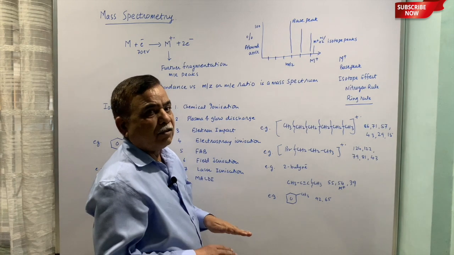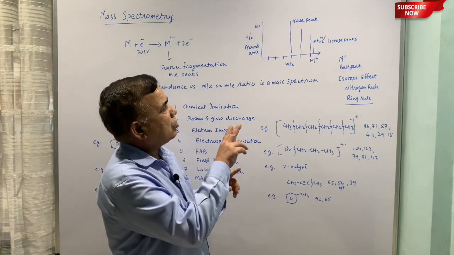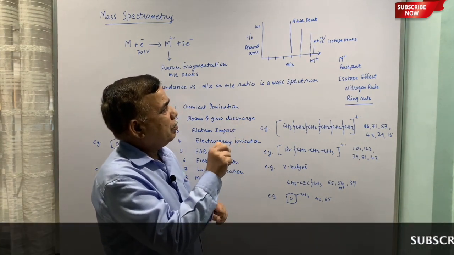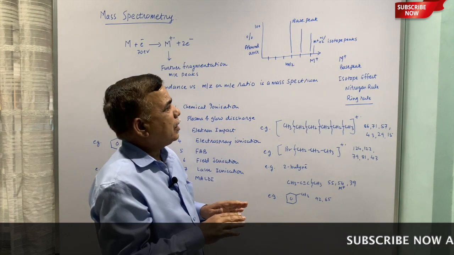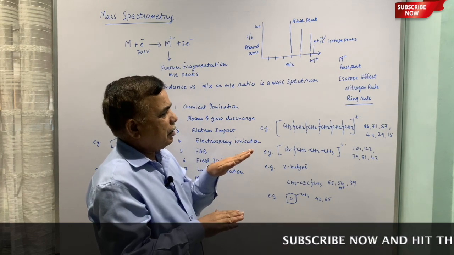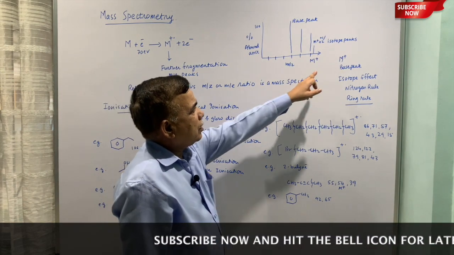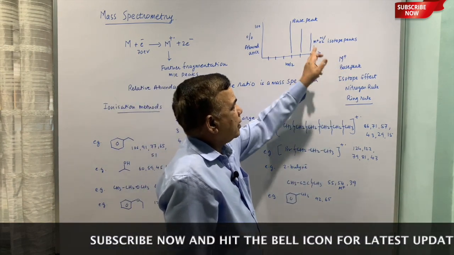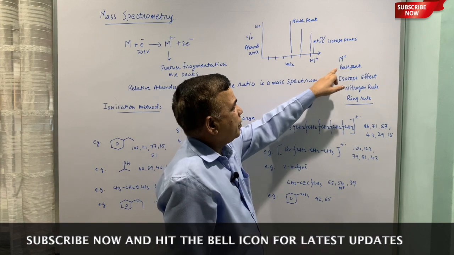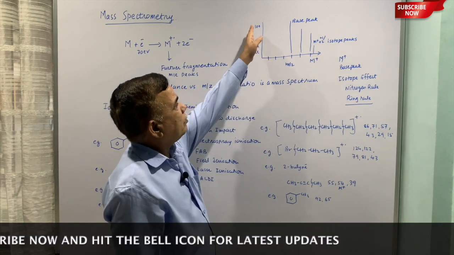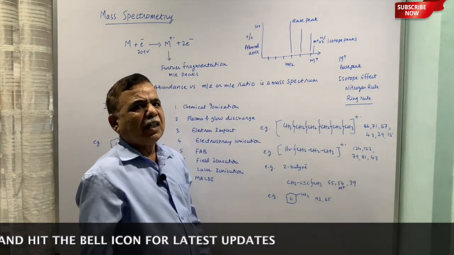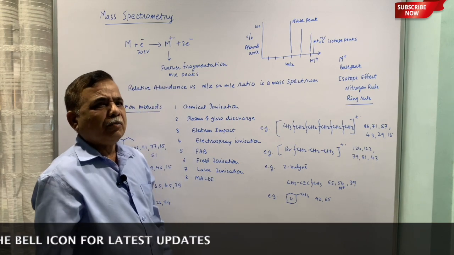of the halogens also. If it is bromine, then those M plus and M plus 2 peaks will be 1:1. If it is chlorine, then 35 will be 3, 37 will be 1. So that ratio is also maintained. So that is M plus peak and the isotopic peaks. Base peak is the peak with 100% abundance. Now that may be M plus, that may not be M plus peak.